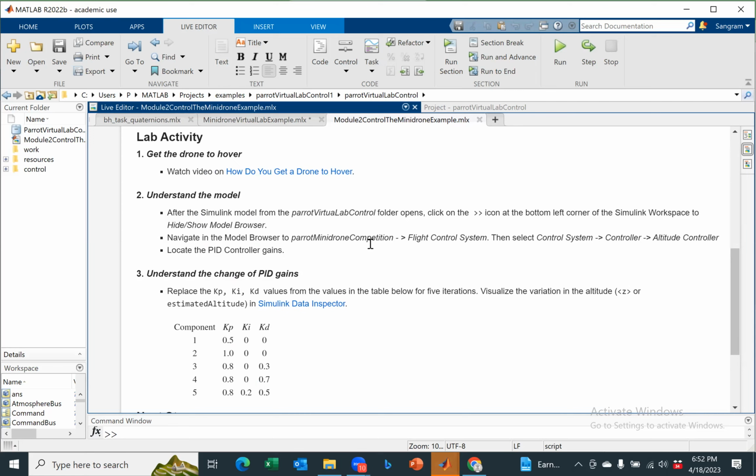Yes or no? Okay. Since you got your drone to hover, I want you to try these different values of KP, where you will enter the KP and KI values here, in the controller block, to change these values and see how well or how badly the drone performs. Everyone understood this? That's all there is to it.